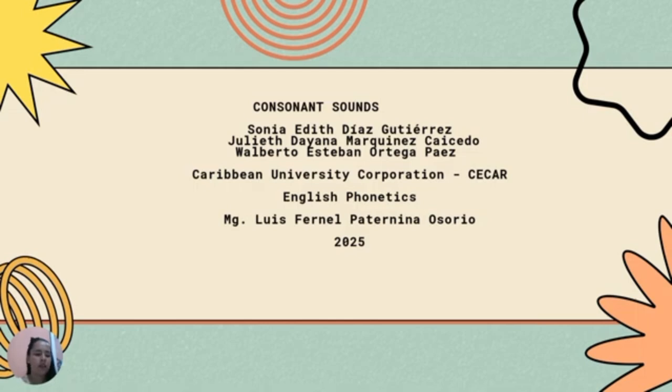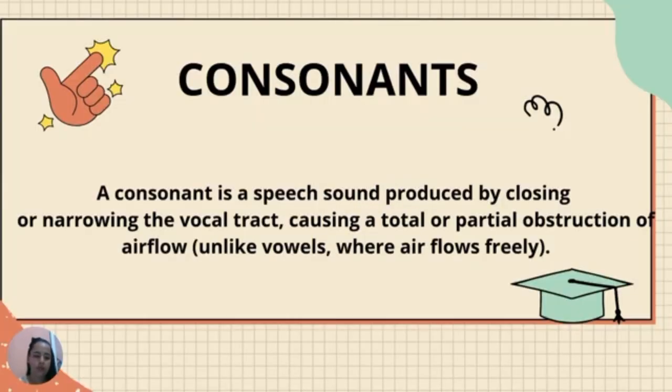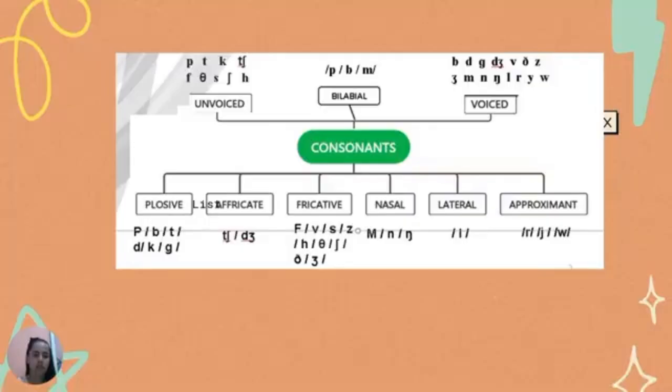We are going to talk about the pronunciation of the 24 consonant sounds, which are classified as voiceless and voiced sounds. To begin, what is a consonant? It's a type of sound produced when the air coming out of the lungs is blocked or modified in some way. Here we find the classification of consonants.